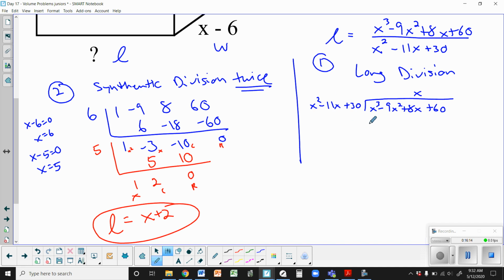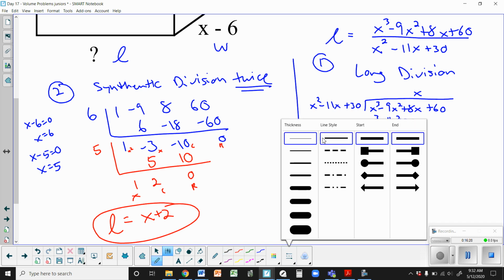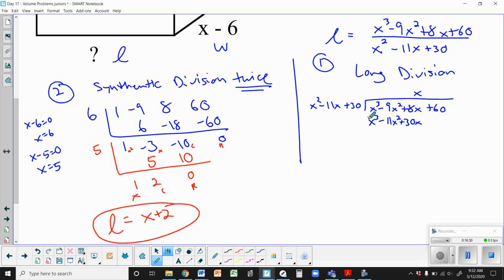x cubed divided by x squared, we get x. x times x squared is x cubed. x times the negative 11x. x times 30. Forgot to put a plus there. All right, and then we have to subtract. Whoops. Switch our signs is what I meant to say. Ooh, I don't know how I'm going to get that eraser in there. Oh, perfect. Okay.